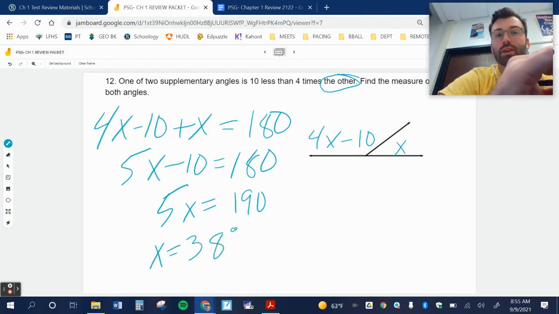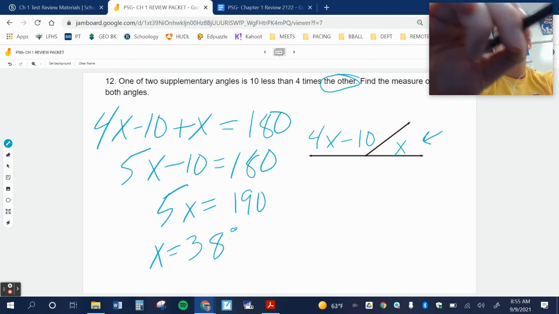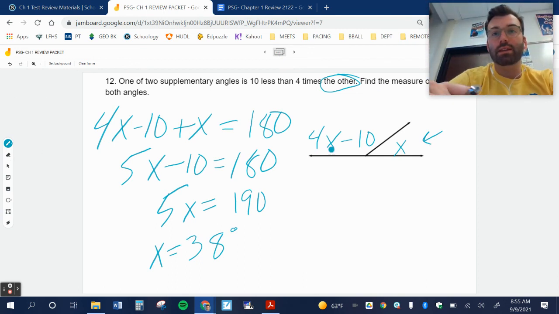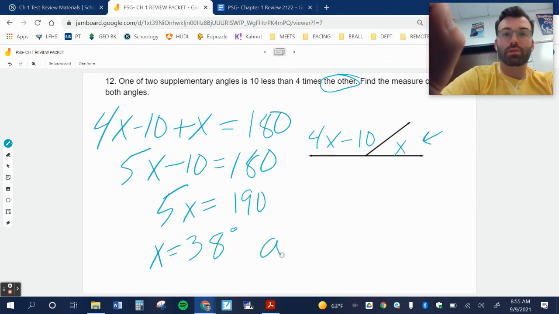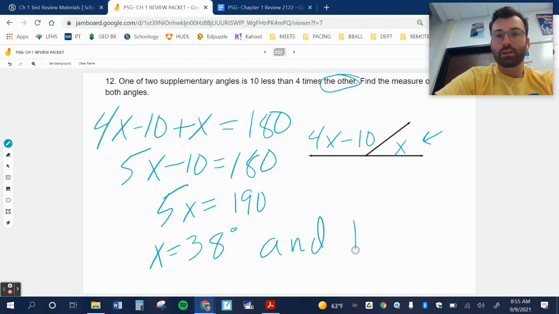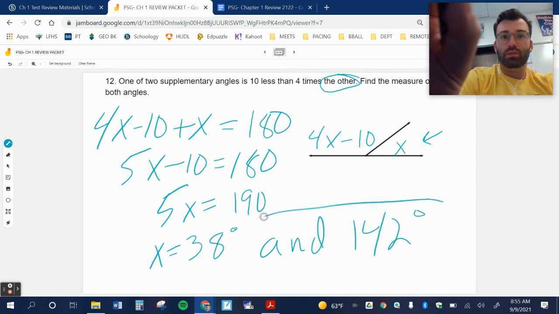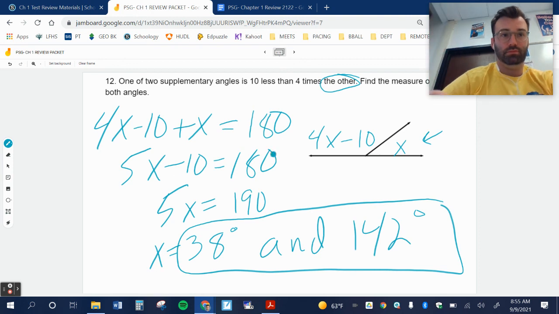So that's one angle, 38 degrees right here. That's my smaller one. I could plug that 38 into this equation, or I could just subtract it from 180 to find my other angle and get 142. Either one works for me. I'm going to pause there so we have the back page left.